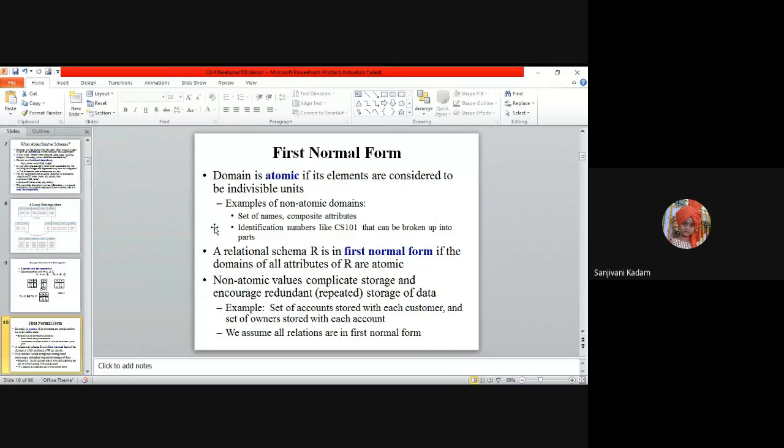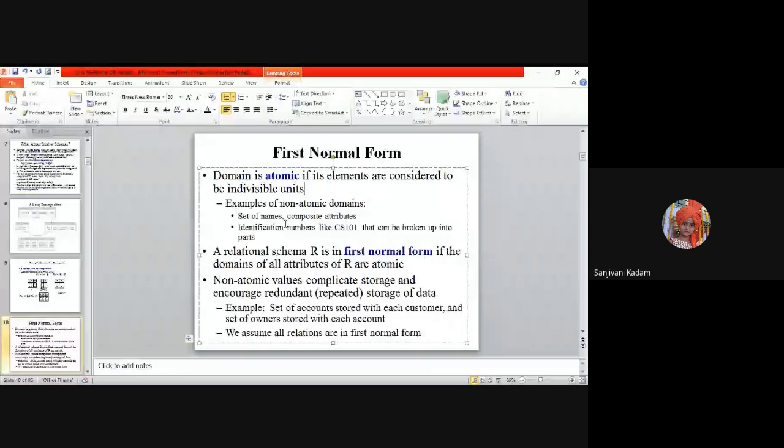So here we are talking about the first normal form. The first normal form says that whatever the domains or whatever the attributes we are having in the relation, all must have atomic domains. So let us read this once. Domain is atomic if its elements are considered to be indivisible units. Okay, indivisible units are there. It means that we can say that the domain is atomic.